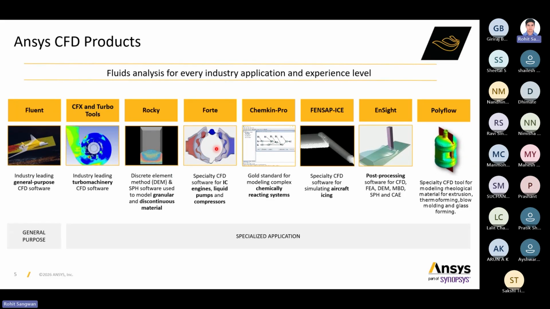Then next we have Ansys Forte, which is a specialized tool for the combustion process. Next we have ChemkinPro, a specialized tool for chemical engineers who want to work on reactors or chemical reactions. In general, we can solve some 50 reactions, 15 to 20 reactions, in Ansys Fluent related to combustion.